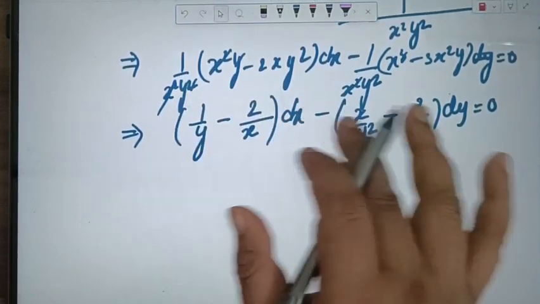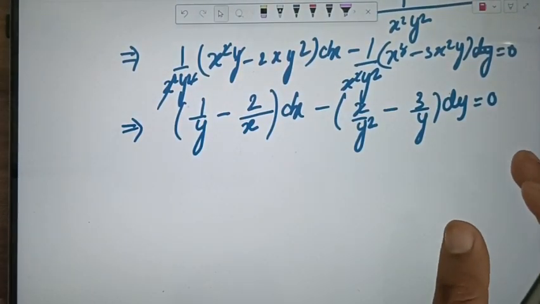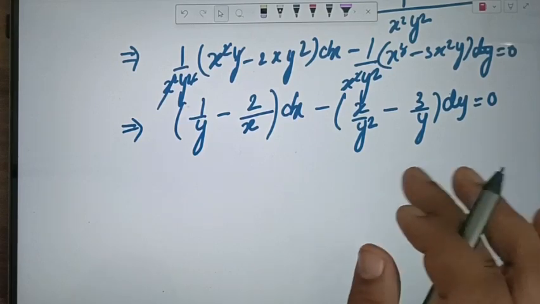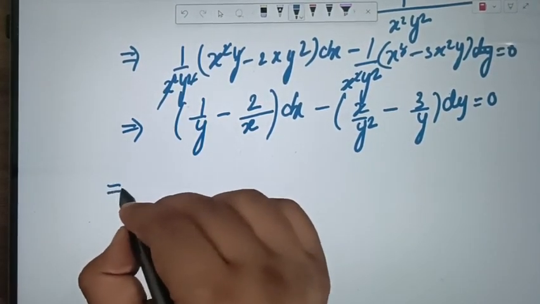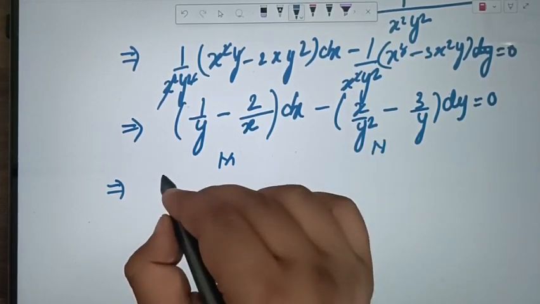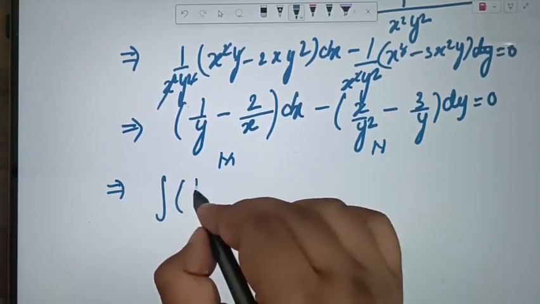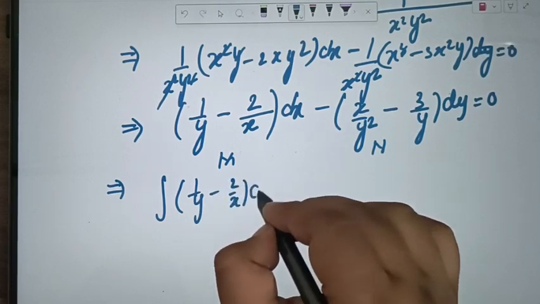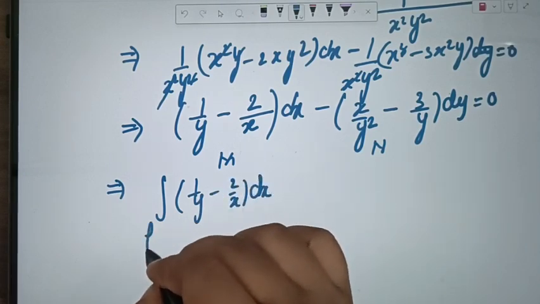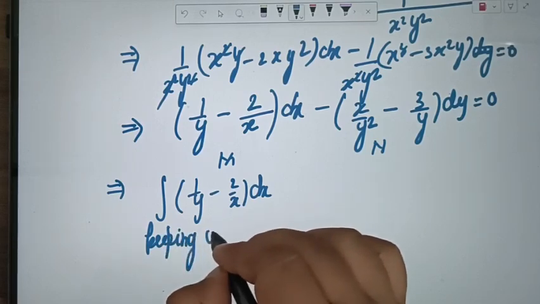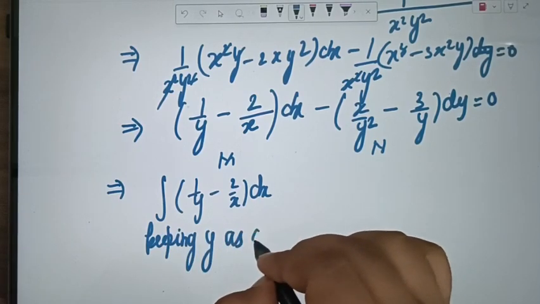So it is first class now exact. It is converted or reduced into the exact differential equation. So what about the solution? Obviously it is your m and it is your n. So now come on, write here the value of m, 1 upon y minus 2 upon x dx, keeping y as a constant.